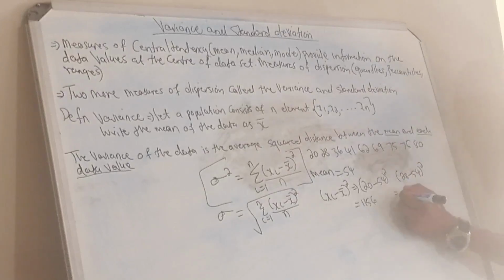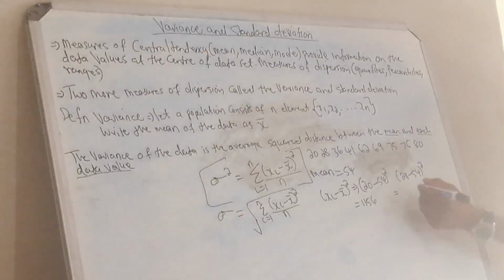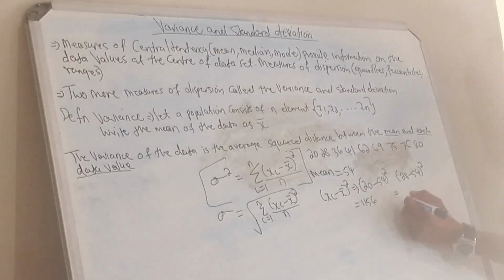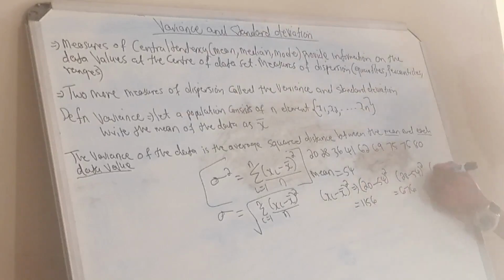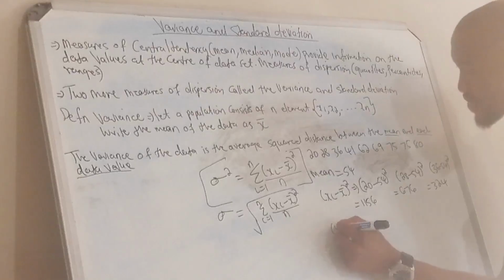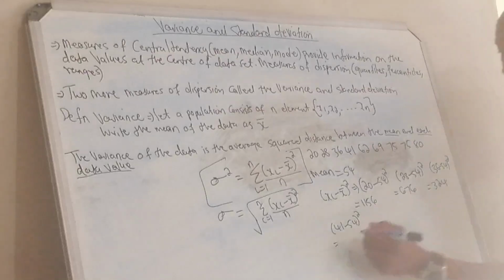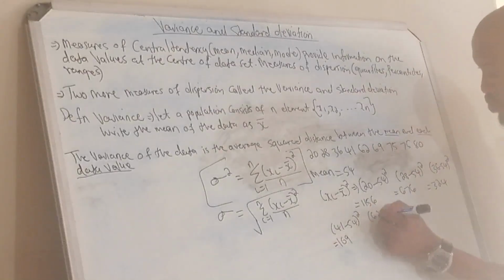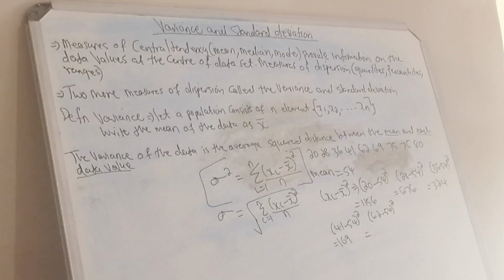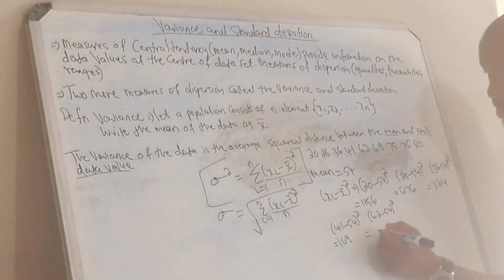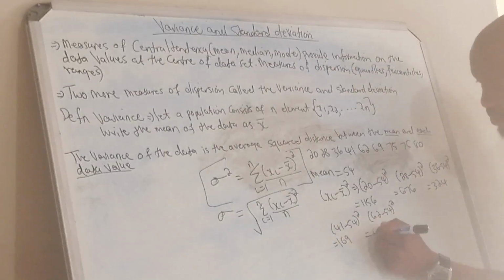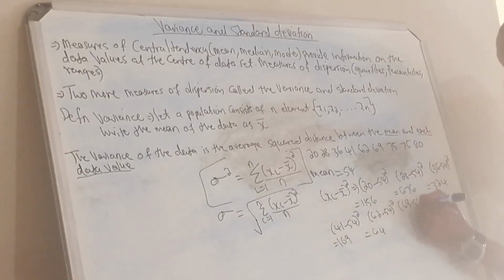Then the second is 28 minus 54, squared, which is 676. Then 36 minus 54, squared, is 324. Then 41 minus 54, squared, is 169. Then 62 minus 54, squared, is 64. Then 69 minus 54, squared.